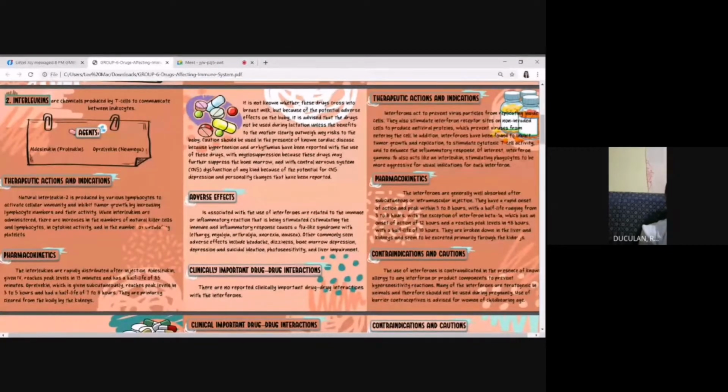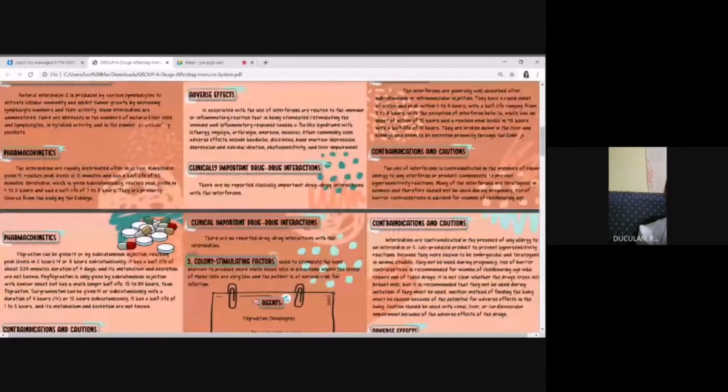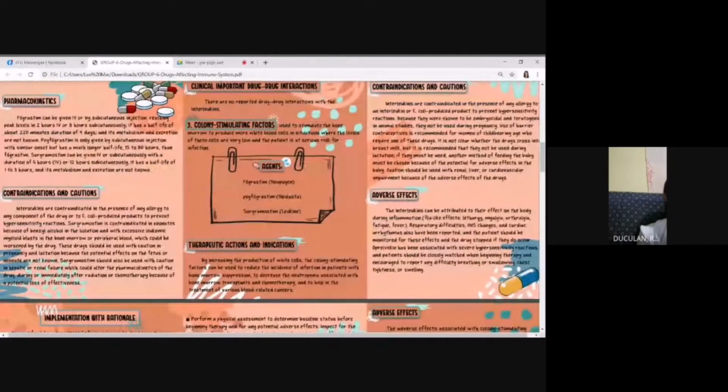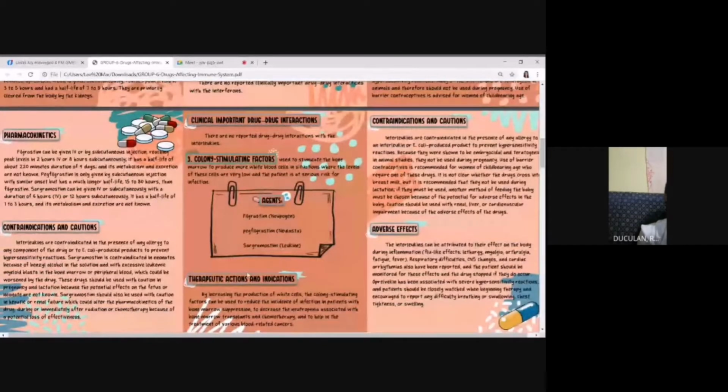Because they were shown to be embryocidal and teratogenic in animal studies, they should not be used during pregnancy. Use of barrier contraceptives is recommended for women of childbearing age who require one of these drugs. It is not clear whether the drugs cross into breast milk, but it is recommended that they not be used during lactation.